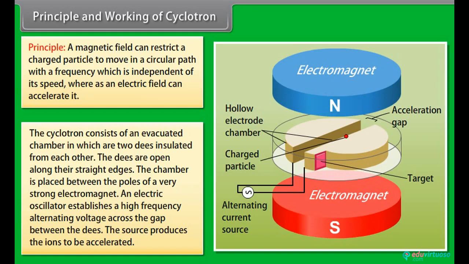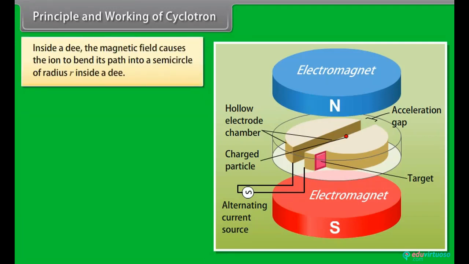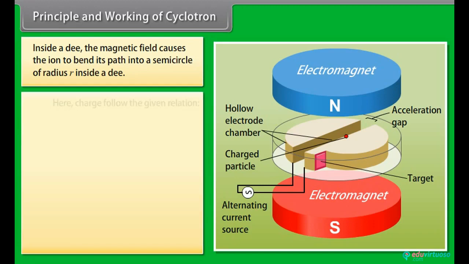Suppose an ion with a positive charge q and mass m is at the center of gap when D1 is at negative potential with respect to D2. The ion is accelerated across the gap by the electric field between the Ds towards D1. Inside a D, the magnetic field causes the ion to bend its path into a semicircle of radius r inside a D. Here, charge follows the given relation. qvB is equal to mv squared divided by r.